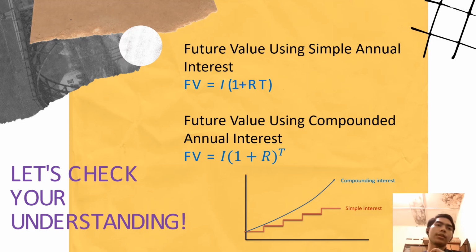And last but not least, to make it simple: the future value using simple annual interest is future value equals investment amount multiplied by 1 plus interest rate multiplied by period, and the future value using compounded annual interest is future value equals investment amount multiplied by 1 plus interest rate, to the power of the period.